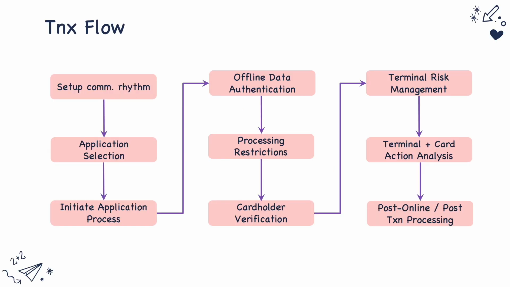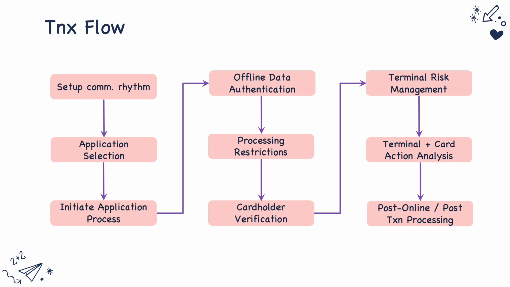Now let's look into the transaction flow. These are the various steps that are involved in an EMV transaction flow. The first one is setting up the communication rhythm. Once the card is dipped into the terminal, both of them handshake and set up a communication rhythm. The next one is the application selection, that is to select which product is going to be used further in the transaction. Then initiating the application process itself. So these first three steps determine which product is to be used.